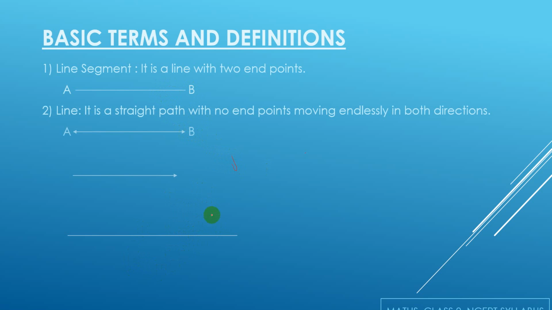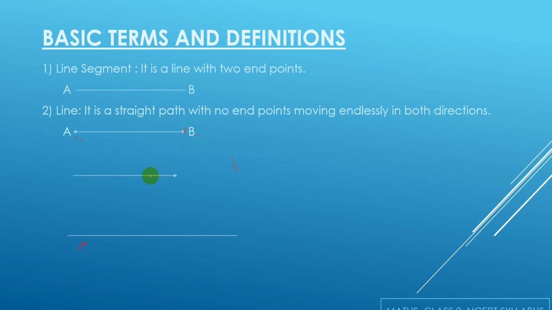Line, it is a straight path with no endpoints moving endlessly in both the directions. Now as you can see in AB, this line is represented by both the arrows at A and B. So that means that this line can be extended in both the directions. So it does not have a fixed length.